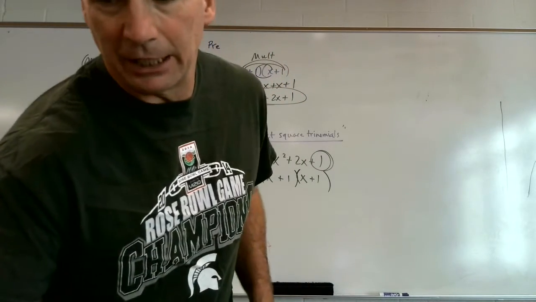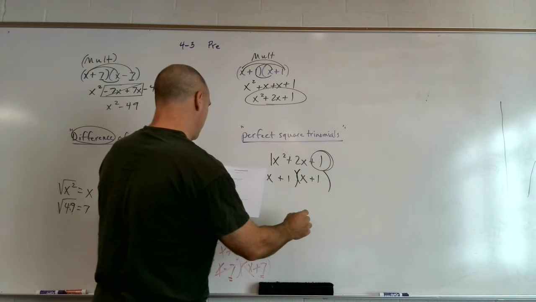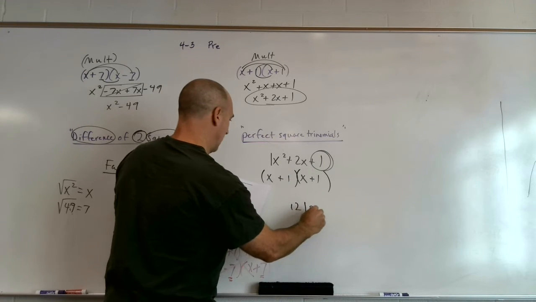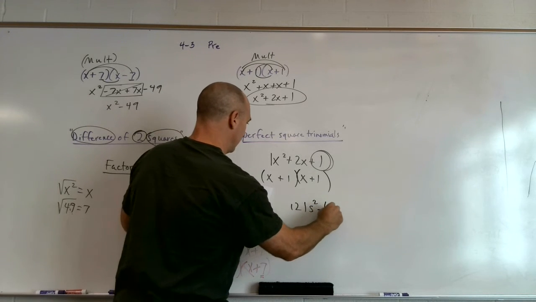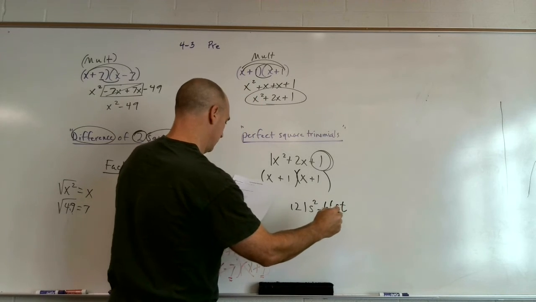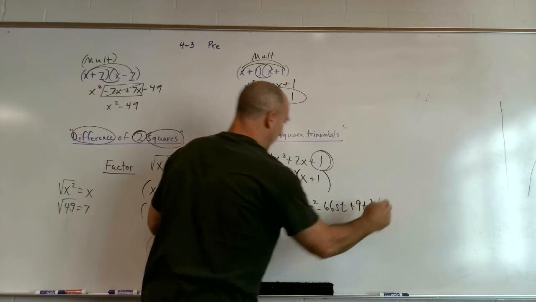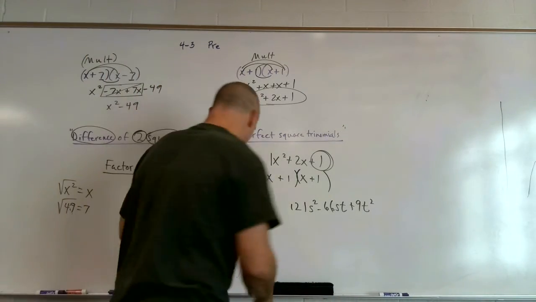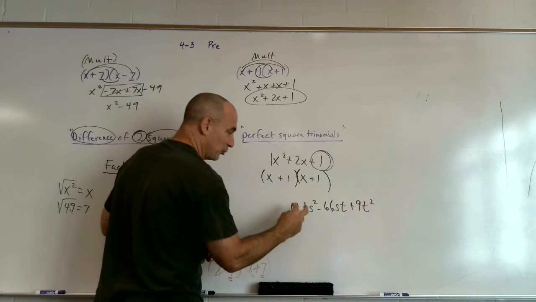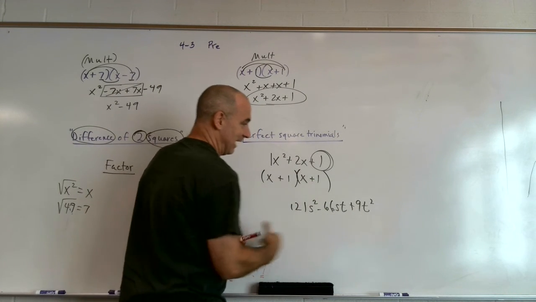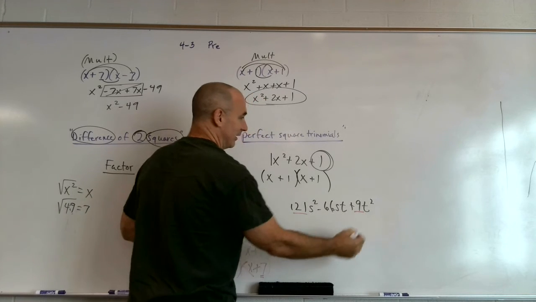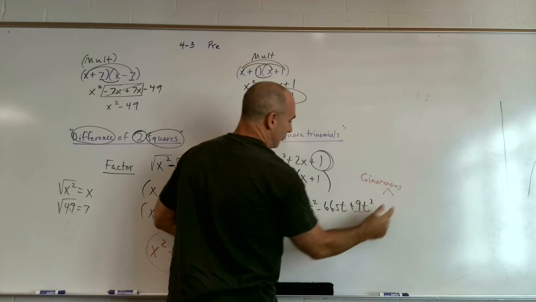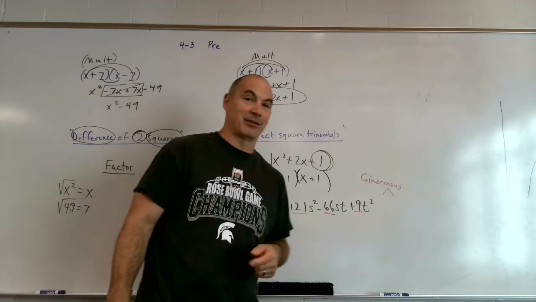Well, it would be if, let me show you, the problem in your packet is 121s squared minus 66st plus 9t squared. All right, so on that one, and I'm not going to finish it. I'm going to finish it in the packet. But are you really thinking that you're going to treat this as a not a 1 and multiply this by this and get some ginormous number to figure out two factors of that add up to negative 66? There's got to be a better way.